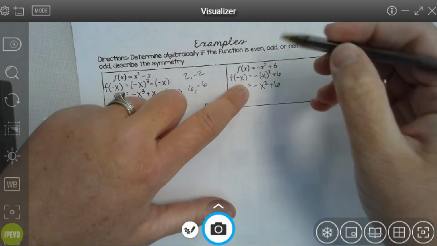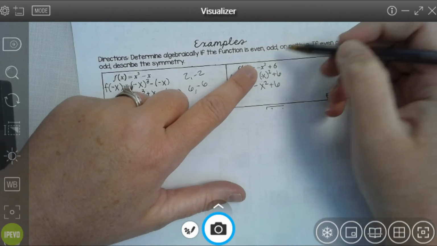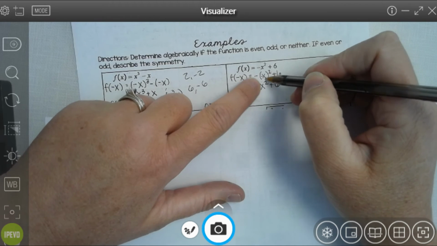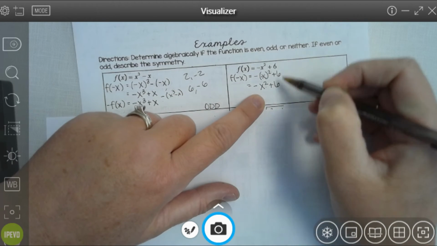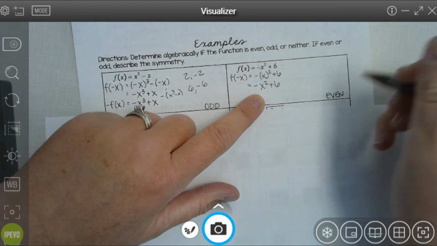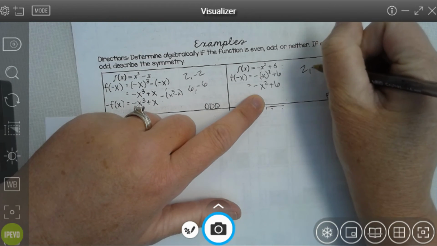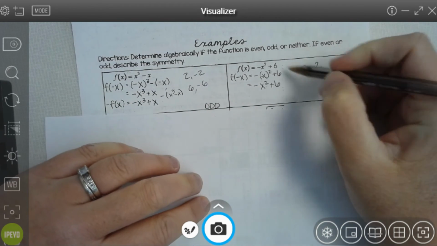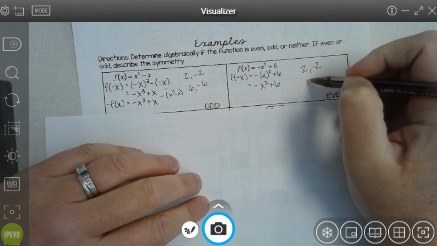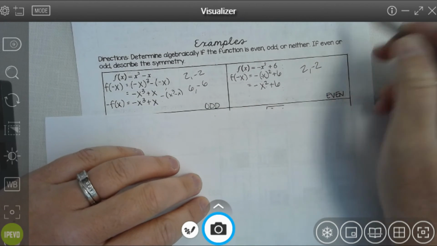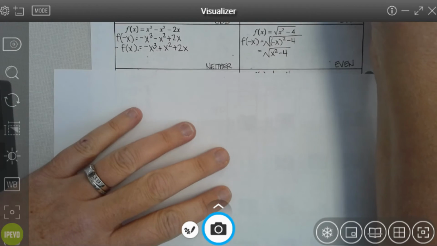So down here, I have x squared. If I plug in a negative x, negative x squared is just x squared. This is the exact same function here, so that's why it's even. If you check 2 and negative 2, you should get out 4 and 4. So you should get out the same number each time. Since it's the same number, that would be another reason it's even.